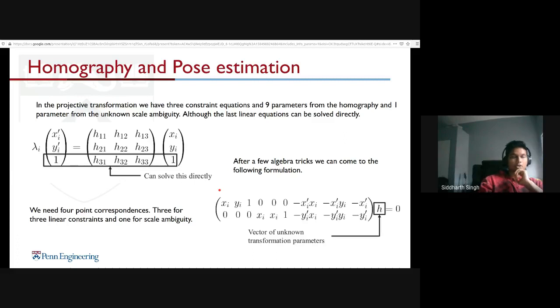Is that clear so far? Questions, comments, advice, help?